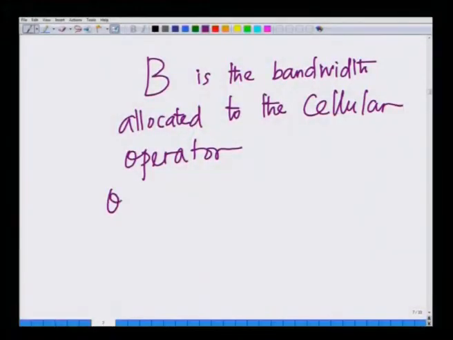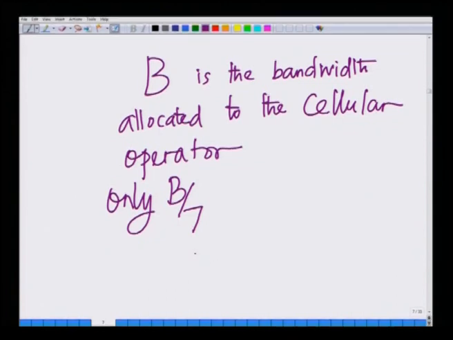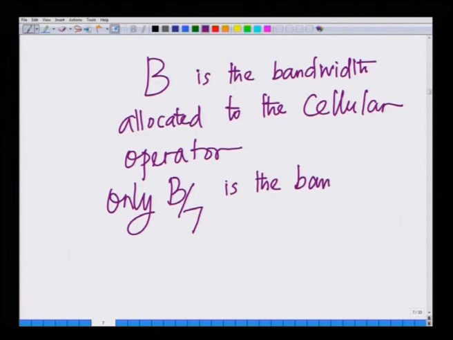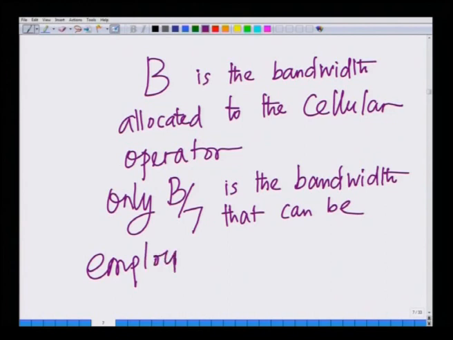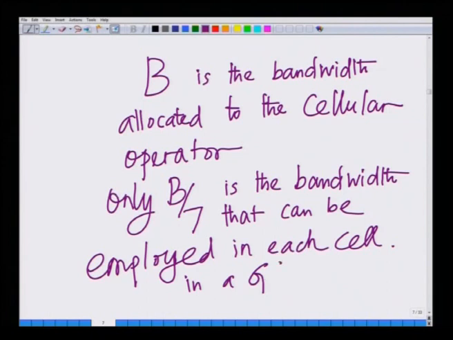That is, the bandwidth is divided into 7 segments. One of the segments, that is B/7, is the bandwidth that can be employed in each cell. So, if a bandwidth of B is allocated, B/7 is the bandwidth that can be employed in each cell in a GSM system.